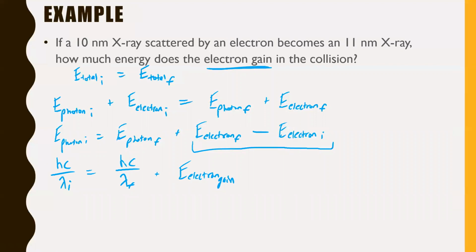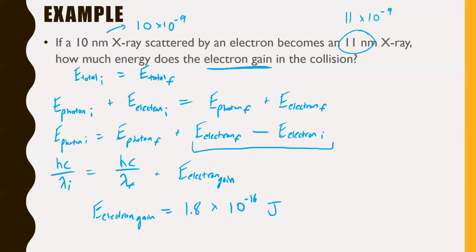H and C are both constants. We're going to use H, of course, in joules rather than electron volts. Lambda I is 10 nanometers, so in other words, 10 times 10 to the negative 9. And lambda F is 11 times 10 to the negative 9. So just throw those into the formula there and then minus them over. I'm not even going to bother writing down the work here because I think hopefully you can figure out, just plug those numbers in here and subtract it over. What I'm going to get as an answer though, and again you can try it in your notes if you wish, E electron gain is therefore equal to 1.8, just 2 sig digs of course, 1.8 times 10 to the negative 16 joules. And I got that just by plugging in all that information.